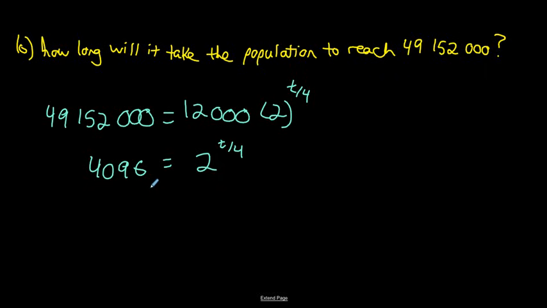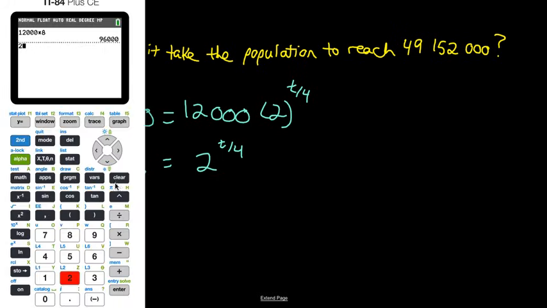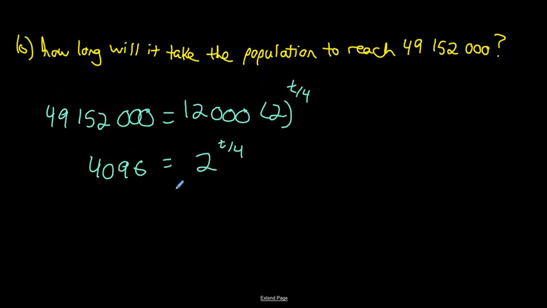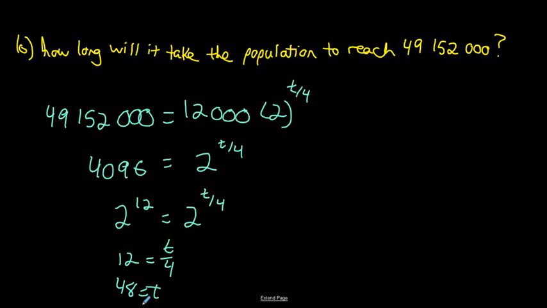over 4. A couple of different methods to solve from here. First, we could try and rewrite 4,096 with the same base as this. We could write it with the base of 2. You might have to do some trial and error to figure out that 4,096 is equivalent to 2 to the power of 12. So we could rewrite 4,096 as 2 to the power of 12. And now that we have two powers with a common base, we know that their exponents must be equal to each other. So we could write 12 equals t over 4, and then 48 equals t. So it would be 48 hours.